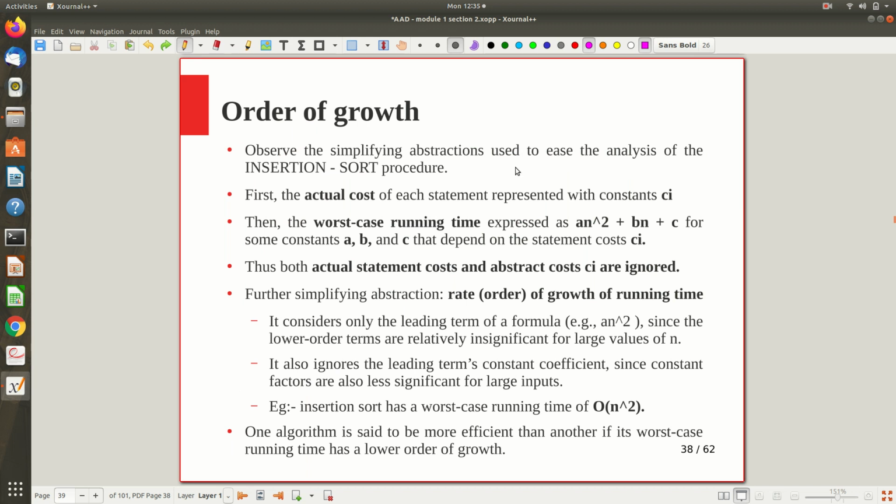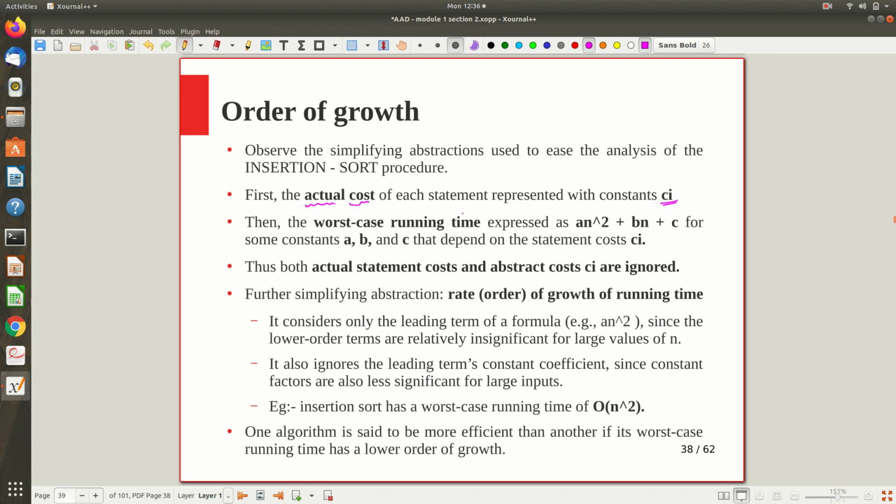Observe the simplification and abstraction that we used in insertion sort, which I hope you remember from the last video. First of all, we ignored the actual cost, in the sense of the real cost when you are running on a given platform. Instead, you express it as some constant. We don't know it; that constant value will vary from one platform to another. Then the worst case running time we expressed as something like a n square plus bn plus c for some constants a, b, c.